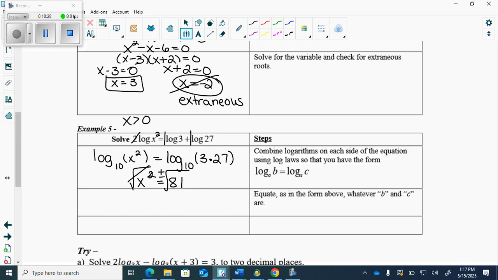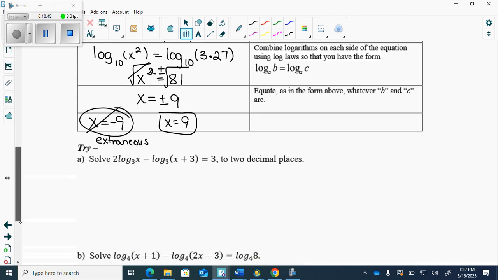Oh. So x equals plus or minus 9. So we have to remember that. What's the catch with the negative 9? Yeah. Listen, you're absolutely correct.